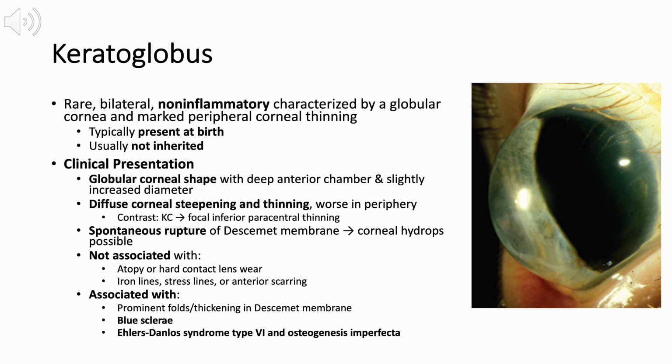Unlike keratoconus, keratoglobus is not associated with atopy, contact lens wear, iron lines, stress lines, or anterior scarring. However, it is often linked with systemic and structural abnormalities, such as prominent folds or thickening in Descemet membrane, blue sclera, and connective tissue disorders, including Ehlers-Danlos syndrome type 6 and osteogenesis imperfecta. The image shown highlights these features, with the cornea appearing abnormally globular and the periphery markedly thinned, serving as a classic visual example of this condition.